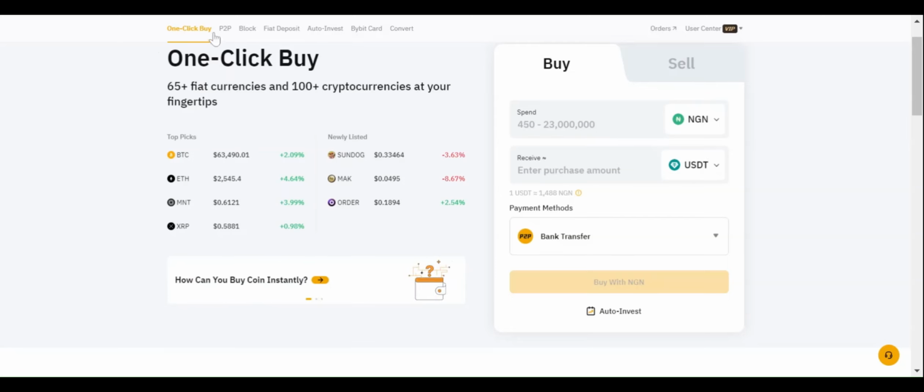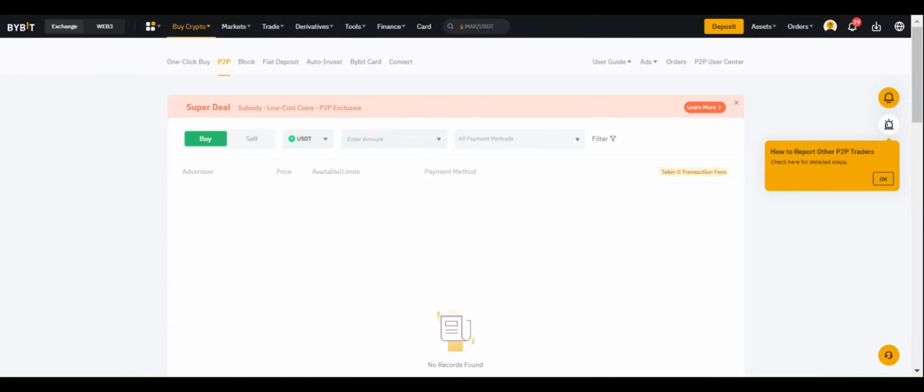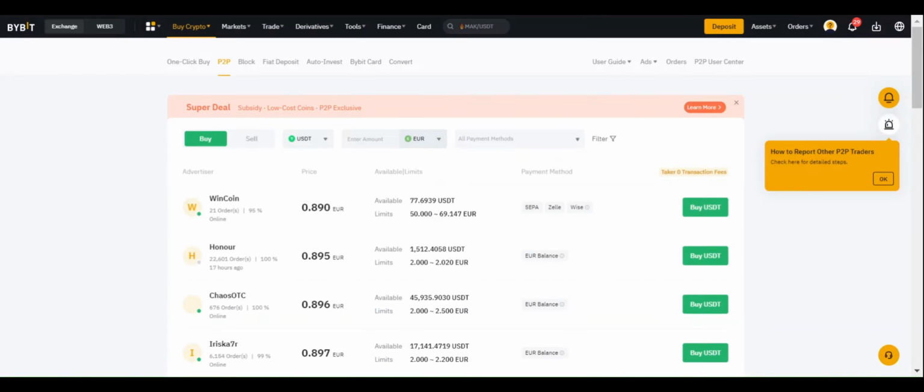So these are the other options. This is P2P, which means peer to peer. So I would be transacting with some other person who wants to sell crypto.